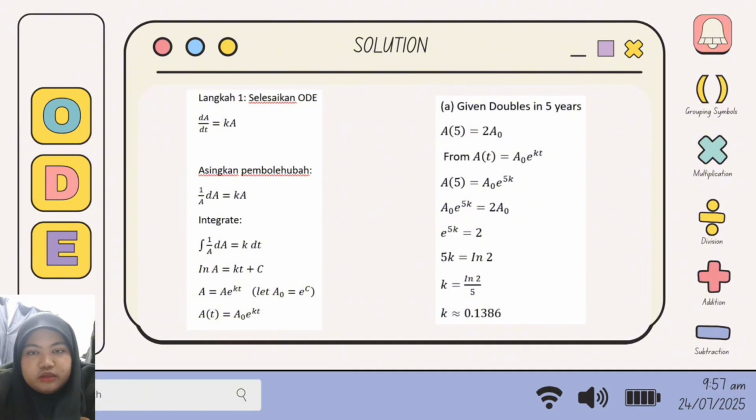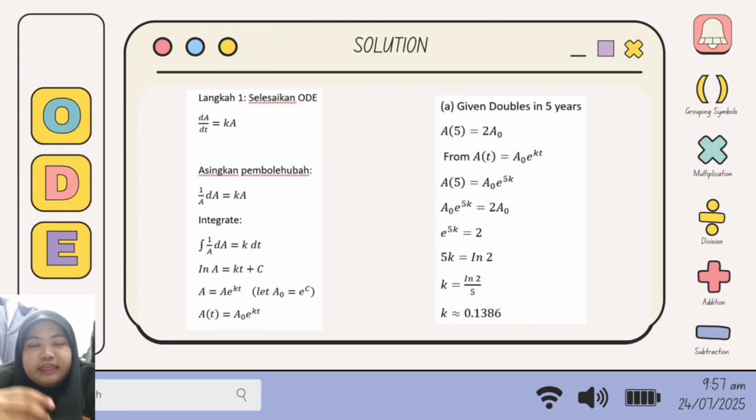First, we separate the variables: 1/A dA = k dt. Next, we integrate both sides. So ln A = kt + C. So we rewrite in exponential form. So A(t) = A naught e^(kt), and this is the exponential growth model.